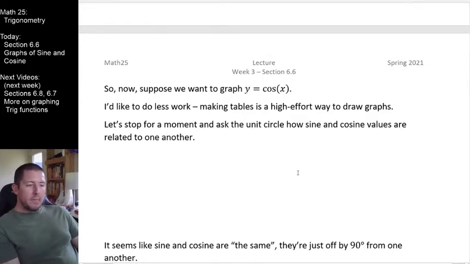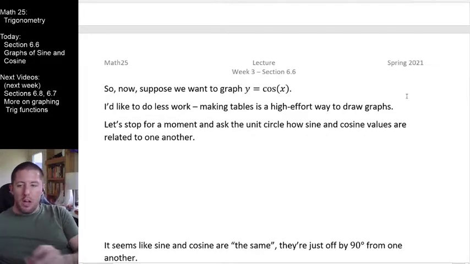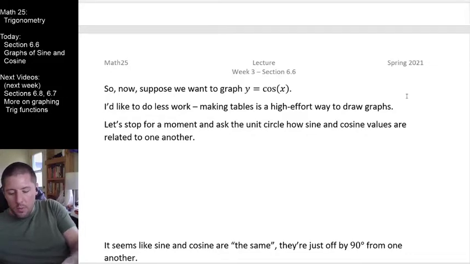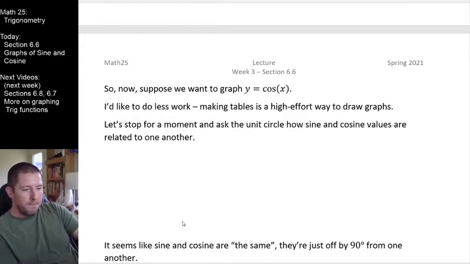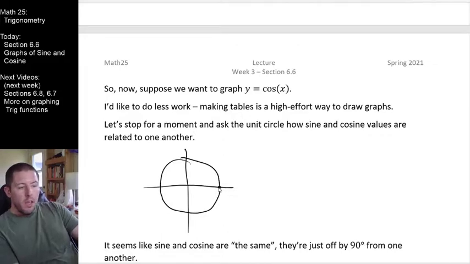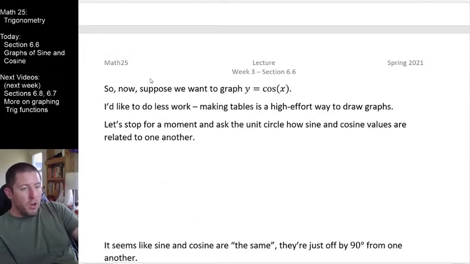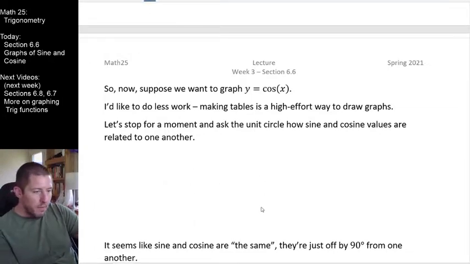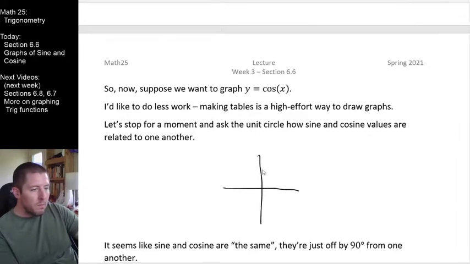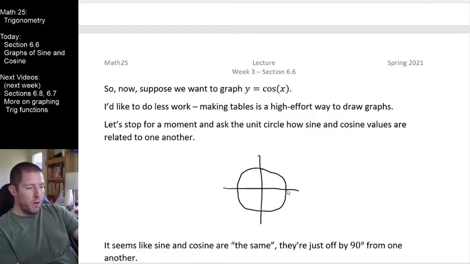What I want to ask myself is, if I look at the unit circle, can I see how all of our sine and cosine values are related to one another? Here's what I like to visualize on the unit circle. I'm going to need a little more room because I want to draw some words surrounding this. So I'm going to give myself a little more room right here. Okay, there we go. Nice and centered. I can write some words.